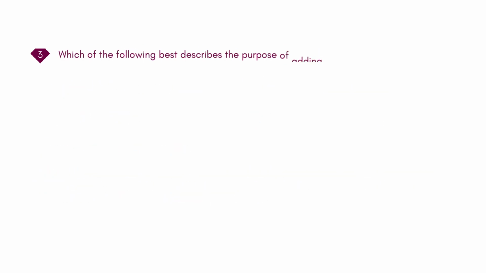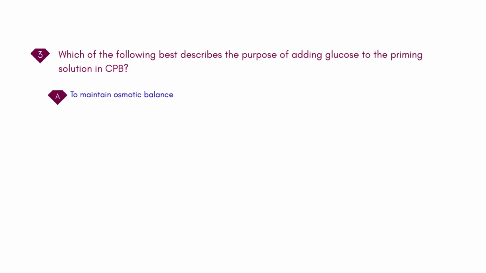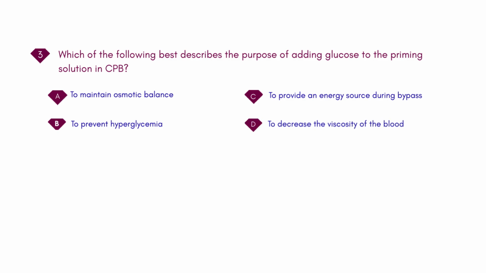Which of the following best describes the purpose of adding glucose to the priming solution in CPB? A. To maintain osmotic balance. B. To prevent hyperglycemia. C. To provide an energy source during bypass. D. To decrease the viscosity of the blood. Answer: C. To provide an energy source during bypass.